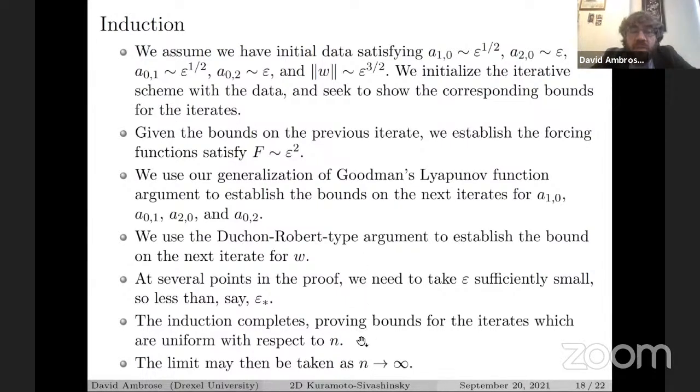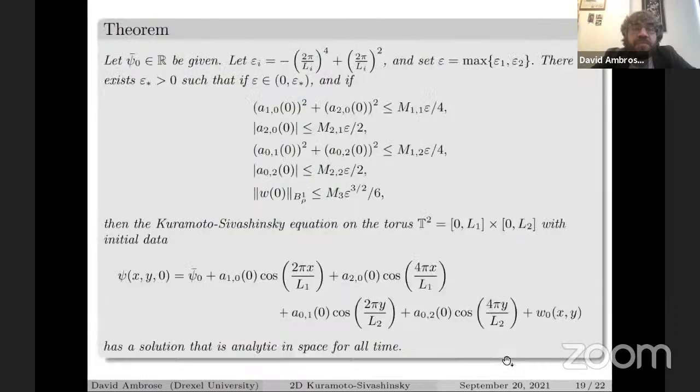Having done all those estimates, the induction completes, proving bounds for the iterates uniformly with respect to n, and then the limit can be taken as n goes to infinity. And so you get this theorem that if I have my epsilons, epsilon is the max of epsilon 1 and epsilon 2, then there exists an epsilon star greater than 0, such that if the initial data scales the way that I said, so A10 is like epsilon to the 1/2, A01 is like epsilon to the 1/2, A20 is like epsilon, A02 is like epsilon, and W is like epsilon to the 3/2. Then you have a global solution of Kuramoto-Sivashinsky, which is analytic for positive times.